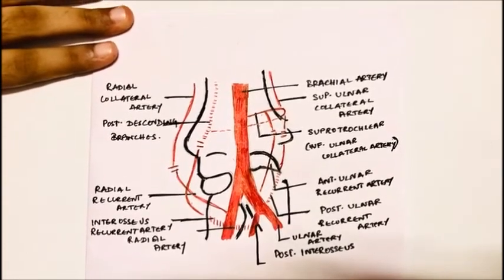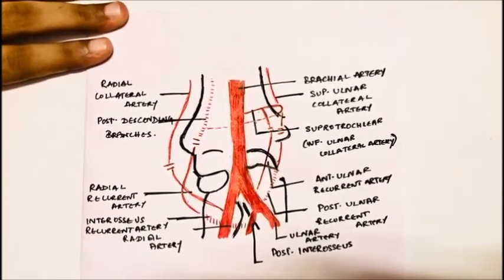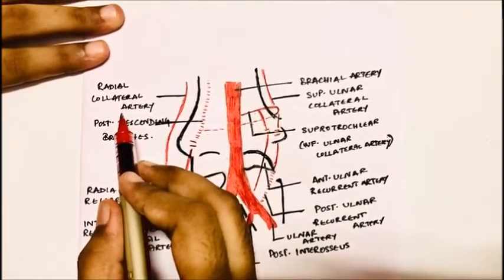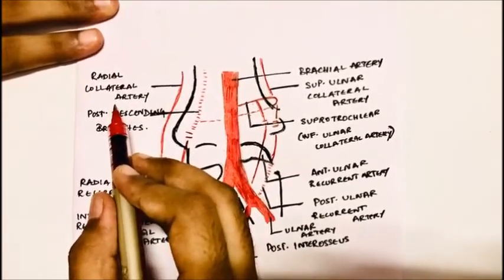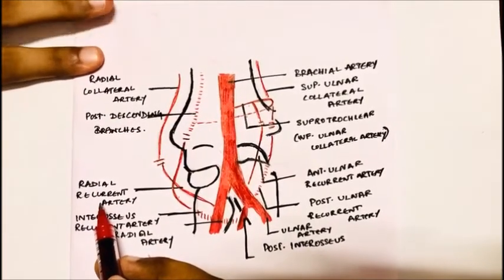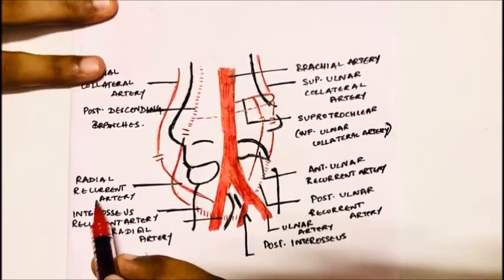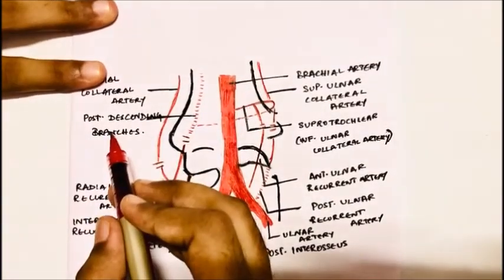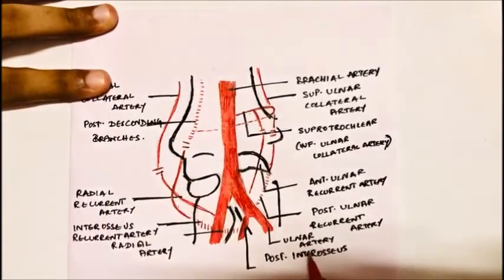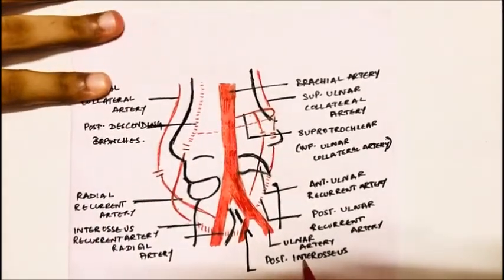To move on with the division, in front of the lateral epicondyle of the humerus, the radial collateral artery branch of the profunda brachii anastomoses with the radial recurrent branch of the radial artery. Behind the lateral epicondyle of the humerus, the posterior descending branch of the profunda brachii artery anastomoses with the interosseous recurrent branch of the posterior interosseous artery.